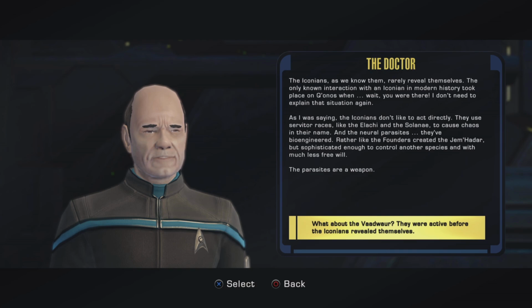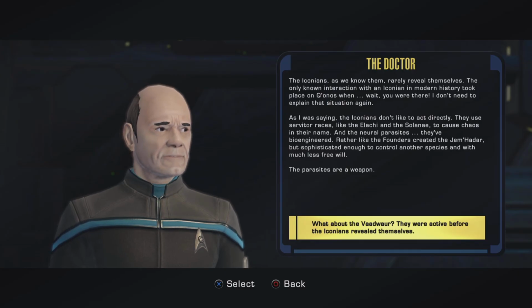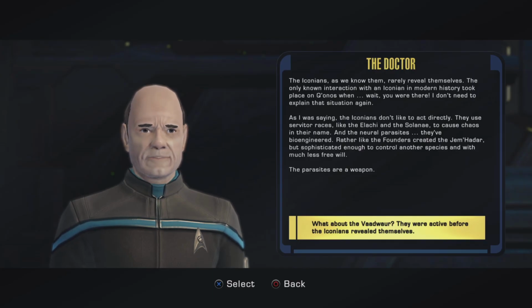The Iconians, as we know them, rarely reveal themselves. The only known interaction with an Iconian in modern history took place on Kronos, when... Wait, you were there! I don't need to explain that situation again. As I was saying, the Iconians don't like to act directly. They use servitor races, like the Alachi and the Solanae, to cause chaos in their name. And the neural parasites, they've bioengineered. Rather like the Founders created the Jem'Hadar, but sophisticated enough to control another species, and with much less free will. The parasites are a weapon.